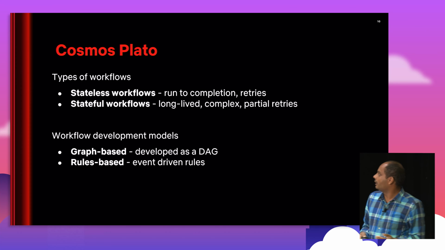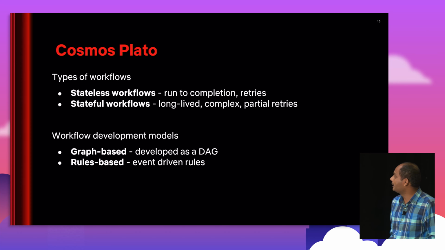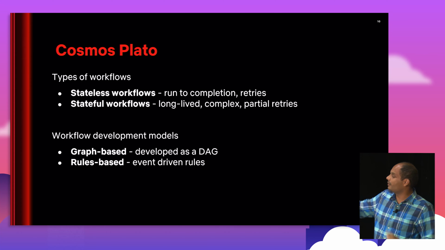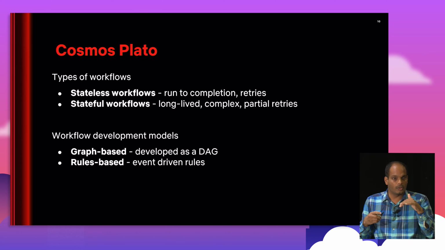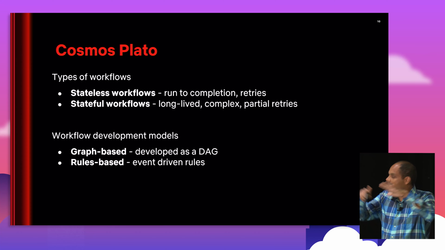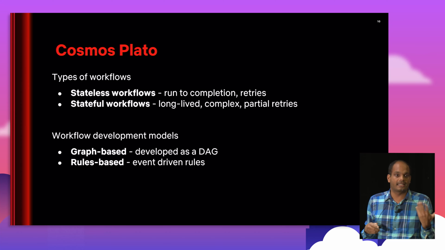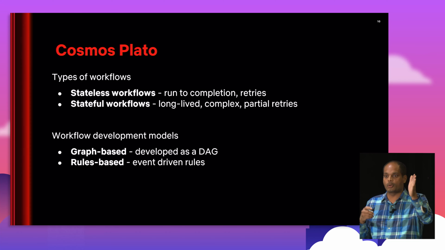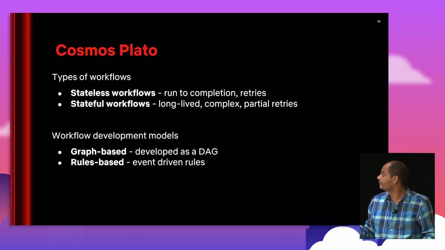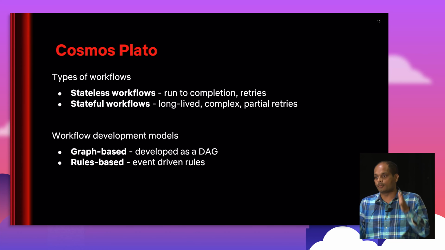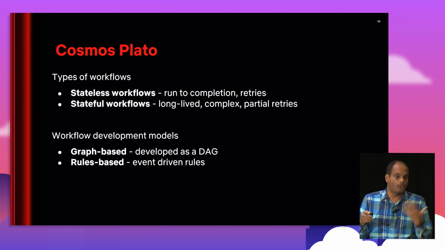Cosmos Plato supports users writing either stateless workflows or stateful workflows. Generally, at the lower level, Cosmos services tend to be stateless, which means they run from their start point to their end point, they run to completion. And it's OK to retry since they're a smaller unit. Compute-wise and efficiency-wise it's fine, actually. That's the right level at which we want to have retries.